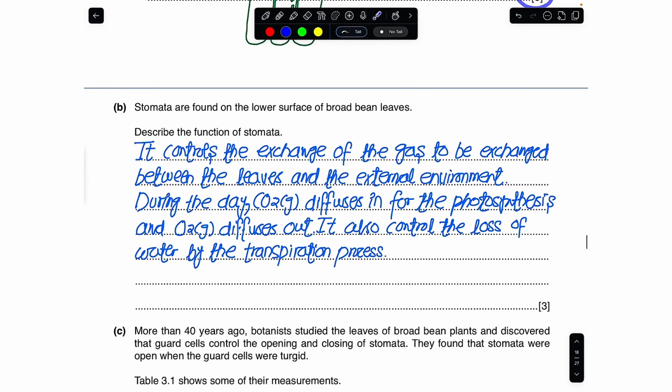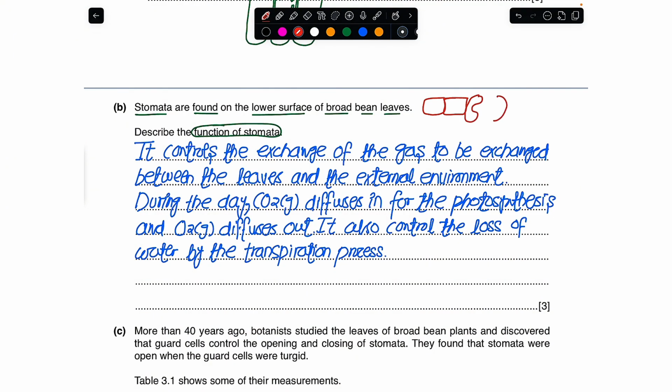Now for another 3 marks in part B, they say that the stomata are found on the lower surface of the broad bean leaves, and they want us to describe the function of stomata. Now you know that on the lower side of the leaf, what we have are the cells of the lower epidermis, and in between them we have these guard cells, and in between the guard cells we have the stomata.